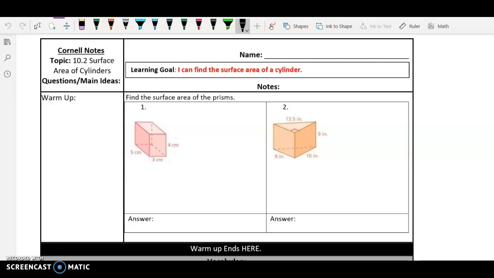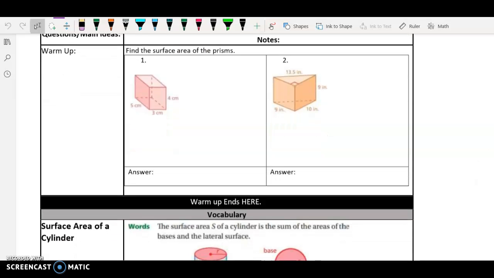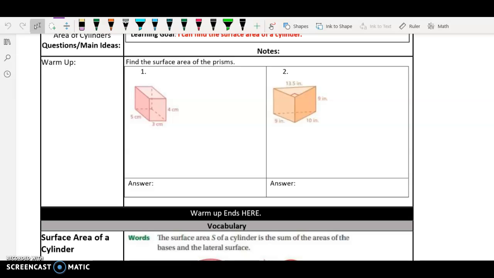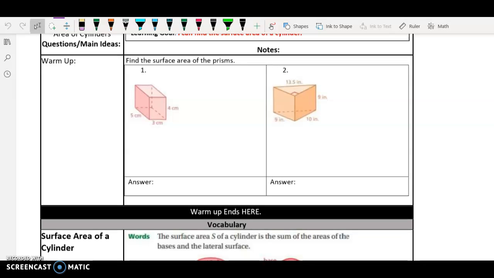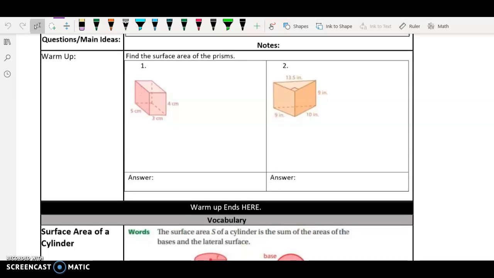We are starting 10.2, surface area of cylinders, and our learning goal is I can find the surface area of cylinders. Before we begin the notes, I want you to do the warm-up. This has to do with our 10.1 notes, and so you are going to find the surface area of the prisms. So show your work, and check your answers with mine when you're all done.